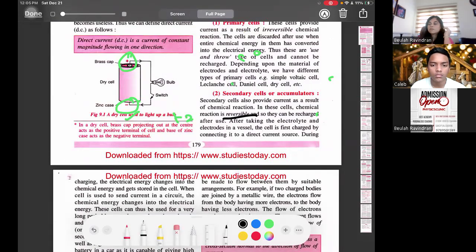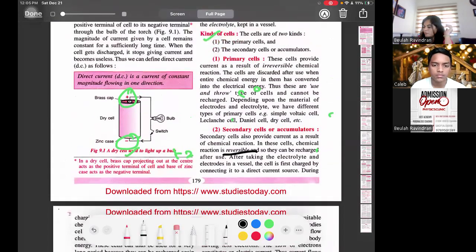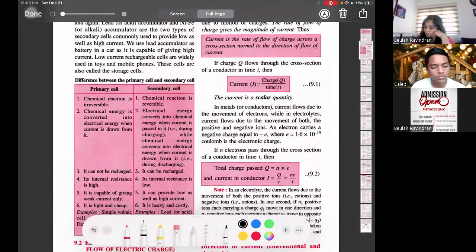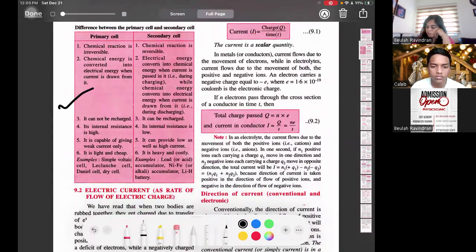Clear or not? So there are two different kinds of cells of direct current. They produce current by means of irreversible or reversible chemical reactions. Secondary cells are always known as accumulators, because they accumulate current again and again. So this is the differentiation between these two. You should go through it.